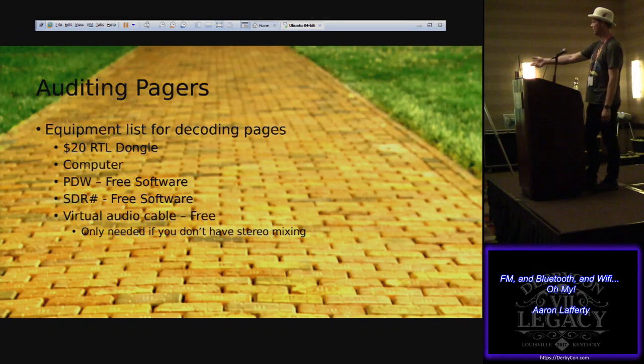You need this $20 SDR dongle. You need a computer, which I assume you already have because you bought the dongle. SDR Sharp, PDW, both free. And if you don't do stereo mixing, which is something that allows you to take program input or audio input and channel it into another actual program as well as your speakers, then you need something that's called virtual audio cable. You can get that for free as well. You pipe that audio into the decoder, tune into that band, and it starts decoding paging for you.